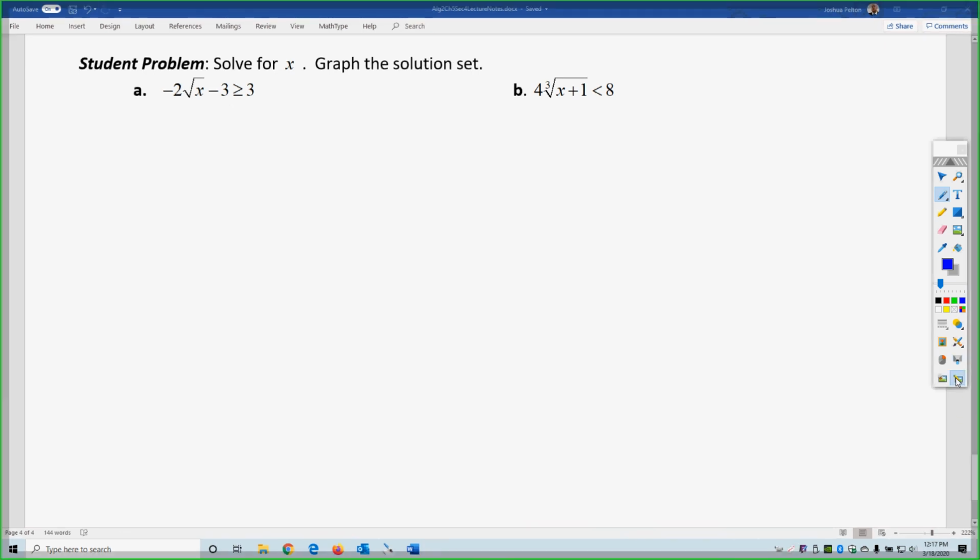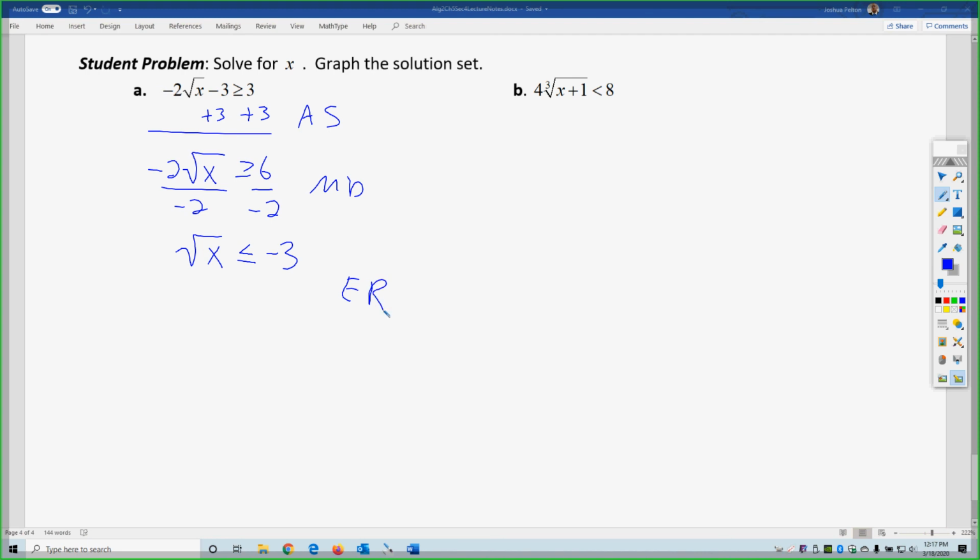Okay, these are also singular powers of x. The first one is x to the 1/2 power. The next one is x to the 1/3 power, so we can use isolation strategy. So add subtract, we'll add 3. So negative 2 root x is greater than or equal to 6. Multiply divide, so we'll divide by negative 2. So root x is less than or equal to negative 3 because we divided by a factor of a negative.